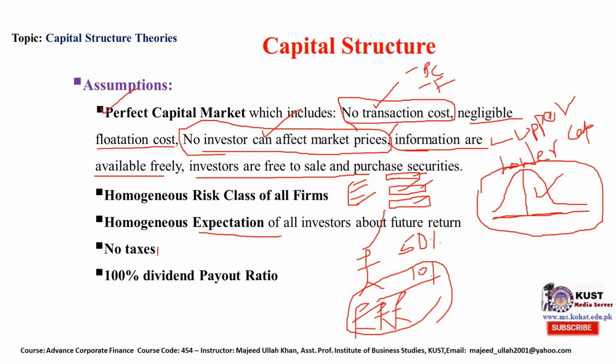No taxes. Obviously there is no country in the world without taxes, but this is again an assumption for understanding this capital structure theory. 100% dividend payout maybe somewhere in a paradise, but companies in Pakistan and all over the world do not pay 100% dividend. They keep the dividend for growth. But these are assumptions in order to understand the capital structure theories.